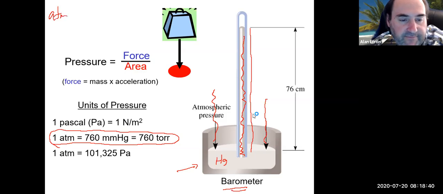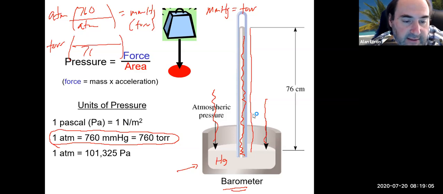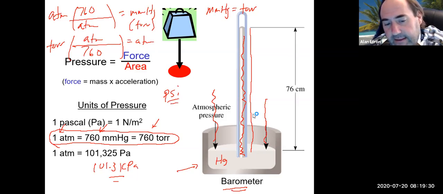If you have atmospheres and you want Torr or millimeters of mercury, you multiply by 760. That gives you millimeters of mercury or Torr, because a millimeter of mercury is the same as a Torr, so it's a one-to-one relationship between those two. And the opposite, if you had Torr or millimeters of mercury, you would divide by 760 to get to atmospheres. So 760 is your important number there, probably the one you'll use a lot. An atmosphere is also 101,000 pascals or 101.3 kilopascals, which is another common unit. PSI, pounds per square inch, is another very common unit, 14.7 PSI per atmosphere.